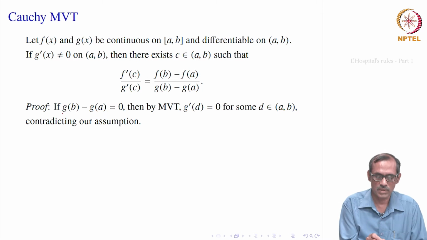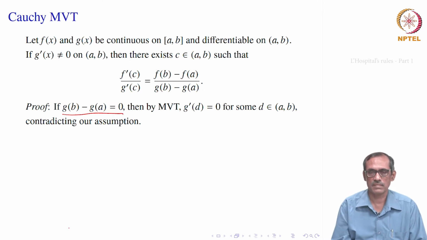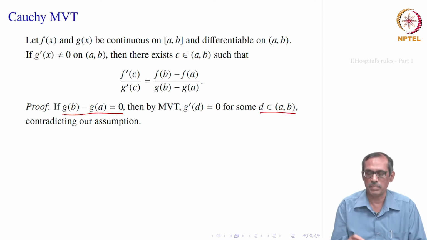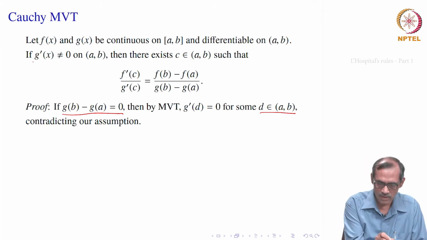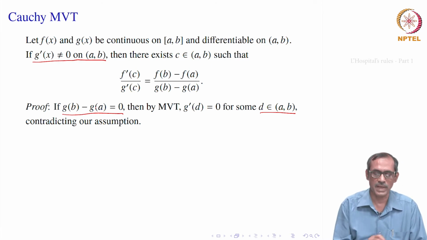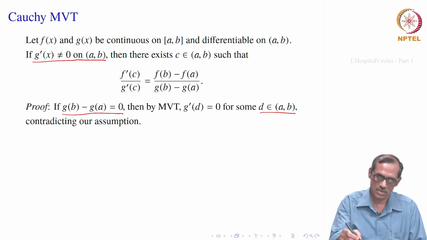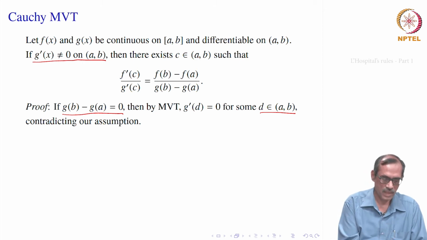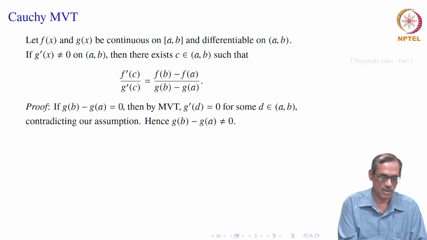How is it so? Suppose g(b) - g(a) equals 0. On the contrary, assume that g(b) - g(a) equals 0. Now, you can apply Rolle's theorem or the mean value theorem. That will give g' equal to 0 at some point between a and b, g'(d) equal to 0 for some d in the open interval (a, b). But that will contradict our assumption that g'(x) is not equal to 0 on the open interval (a, b). Therefore, g(b) - g(a) can never be equal to 0. So, the right side quantity (f(b) - f(a))/(g(b) - g(a)) is well defined. That is what we conclude.